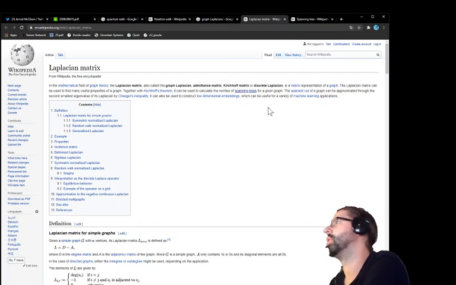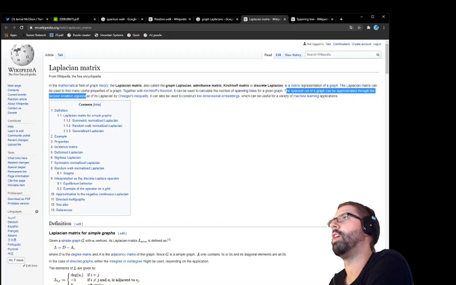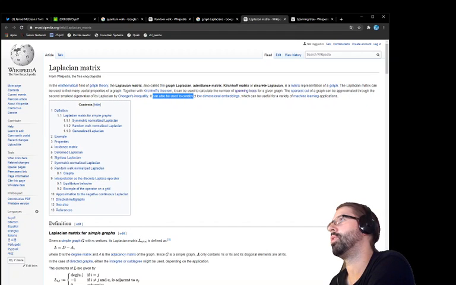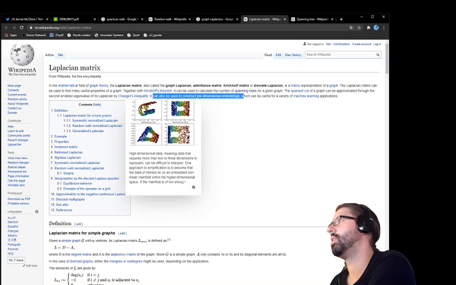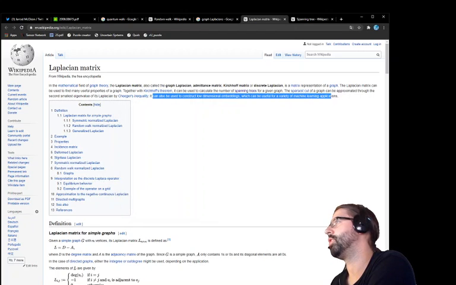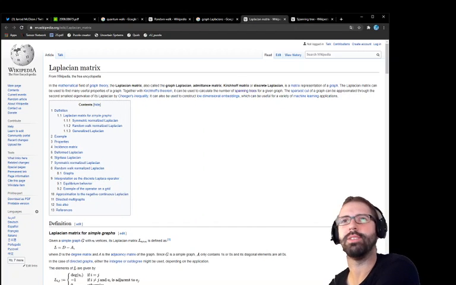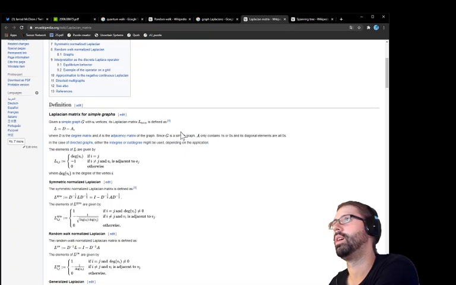What is a spanning tree? The sparsest cut of a graph can be approximated through the second smallest eigenvalue of its Laplacian. Oh god, that relates eigenvalues and graph stuff. It can also be used to construct low-dimensional embeddings, which can be useful for a variety of machine learning applications. Well, that seems like something worth taking a look at, right?